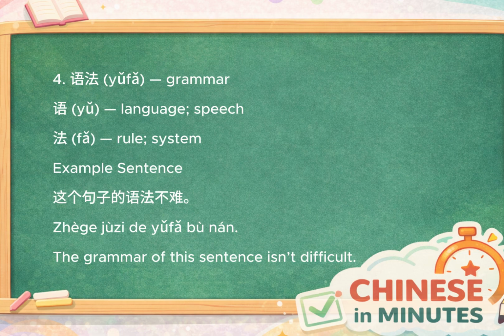4. 语法, grammar. 语法 combines 语, meaning language or speech, with fa, meaning rules or a system. So the basic idea is the rules of a language. In natural Chinese, 语法 means grammar, the rules and structure that organize a language. For example, 这个句子的语法不难。The grammar of this sentence isn't difficult. Think of a language as a game with its own rules. Those rules help us put words together correctly. That's 语法.